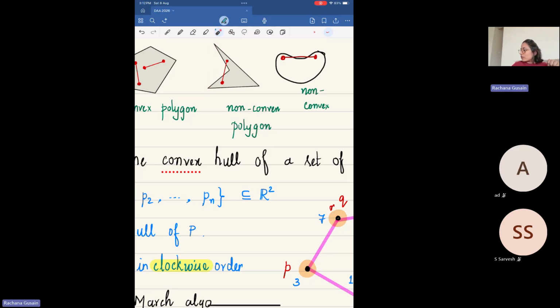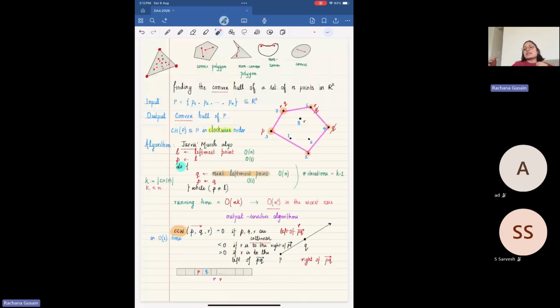Okay, and the algorithm that we had discussed is a very simple sort of gift wrapping algorithm. You know, the way you would wrap a gift, it's similar in nature. So you find one of the extreme points, like we took the leftmost point, and then we wanted to find the next leftmost point, and so on and so forth. So it's like actually wrapping a string around the set of points.